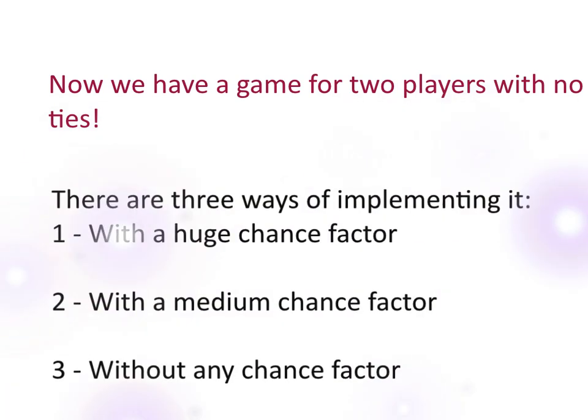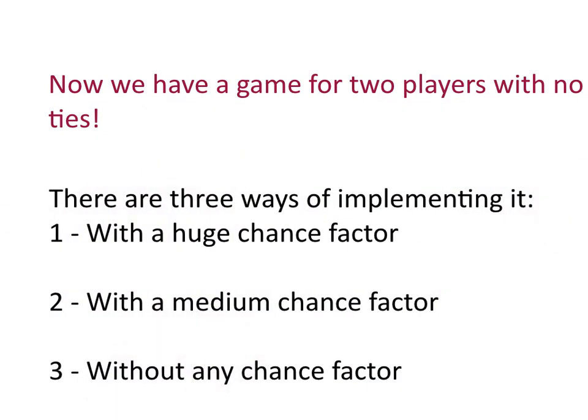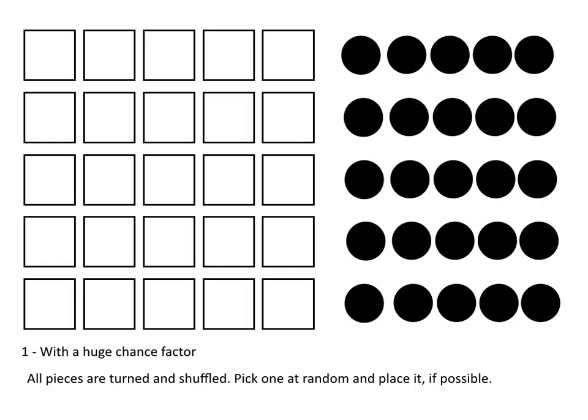And we can implement it with 3 degrees of the chance factor. We can go from a very random game to a completely abstract or mathematical game. So the first way of playing it reminds us of the common dominoes. We turn the pieces, the numbers, all with the backs up, and so you pick a piece, you look at it, and you place it wherever you want, if possible at all. So lots of chance here because you depend a lot on the piece you get.